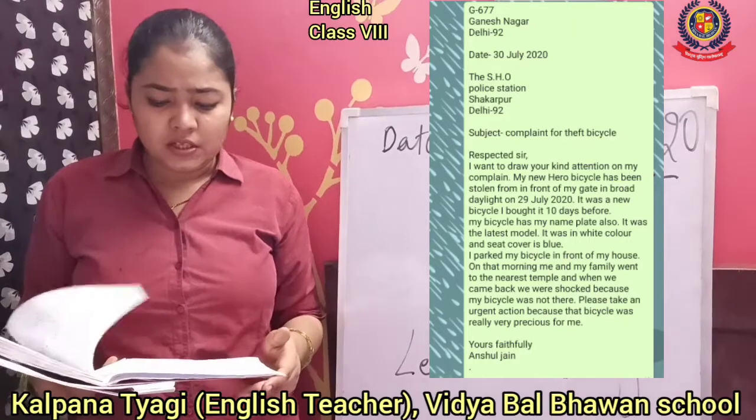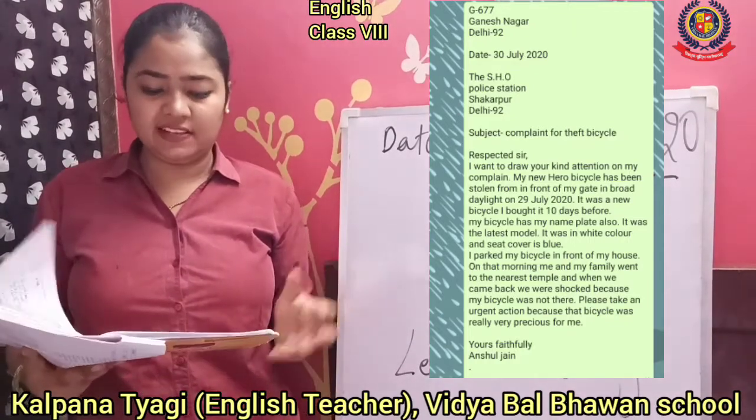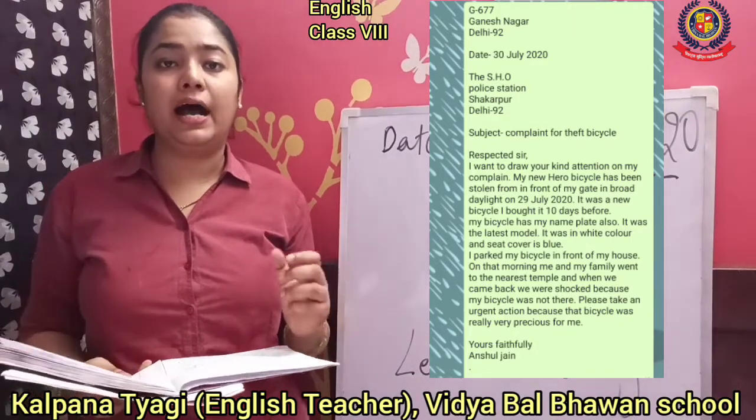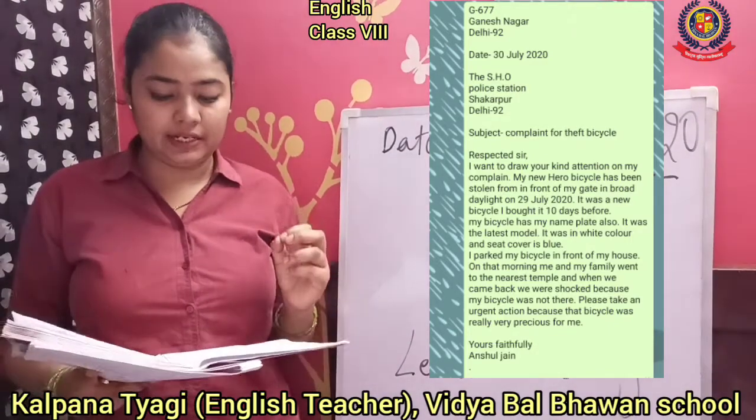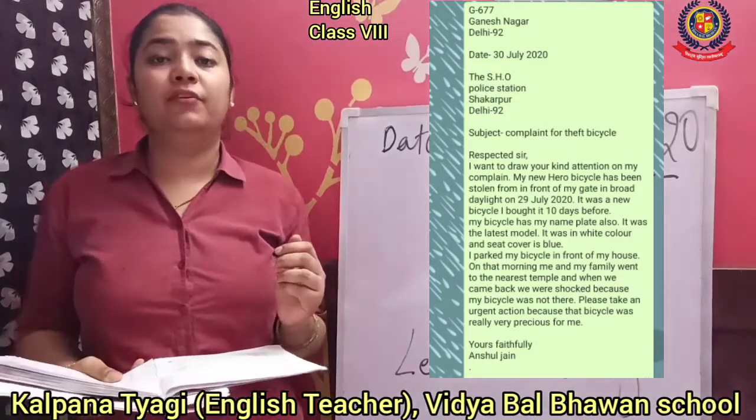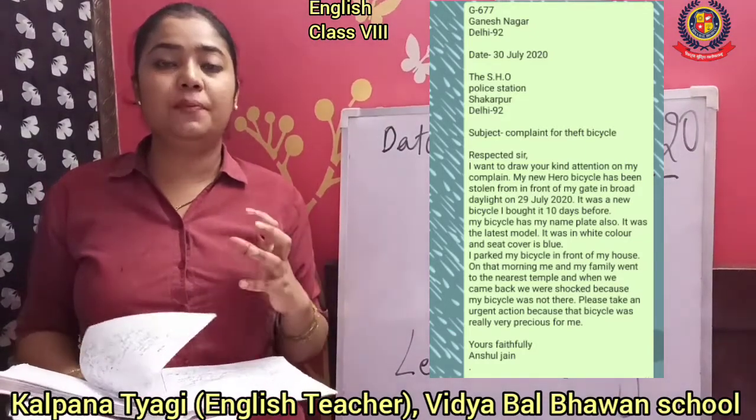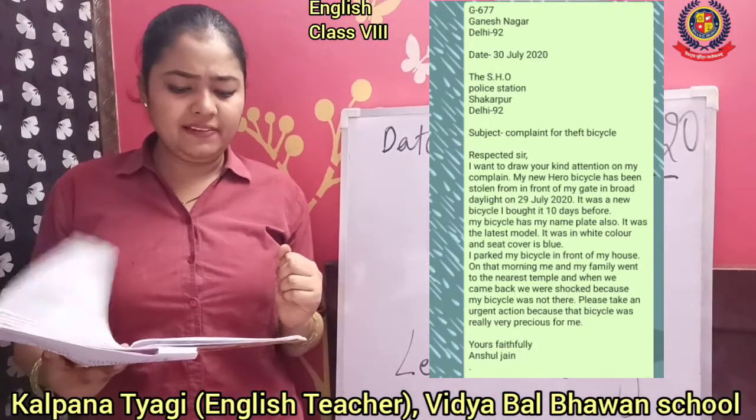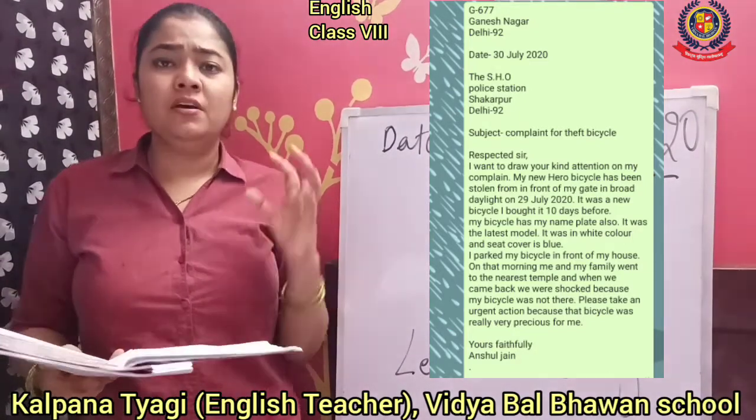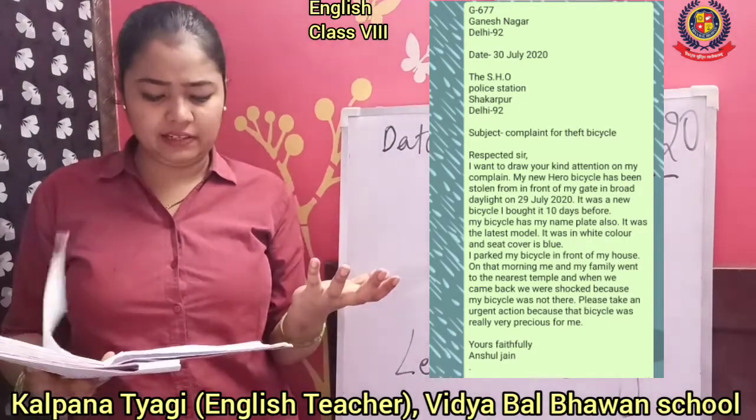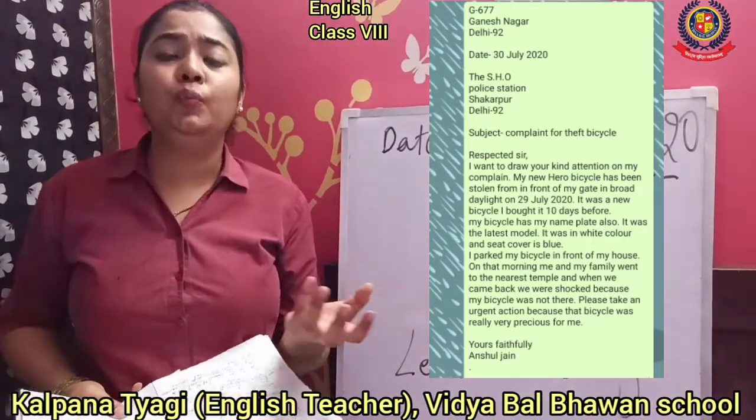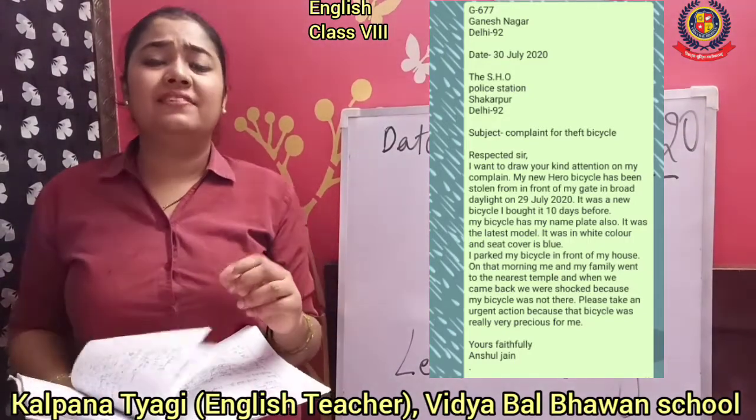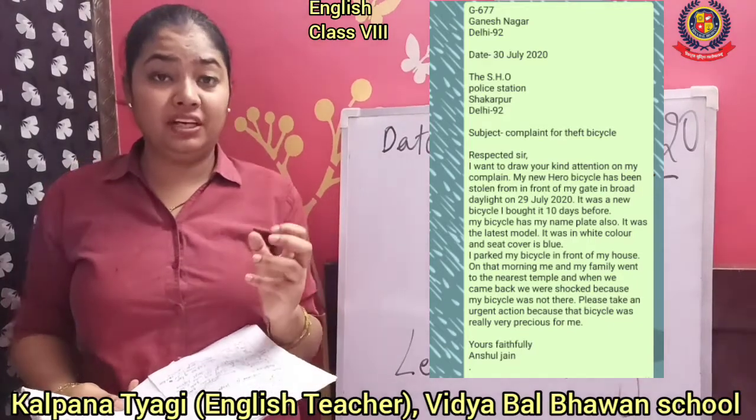It was a new bicycle. I bought it 10 days before. Students, whenever you change the paragraph, you have to leave a line. In the next paragraph you can describe your bicycle. It means it was a new model. My bicycle has my name plate. My bicycle has a very smart ring.